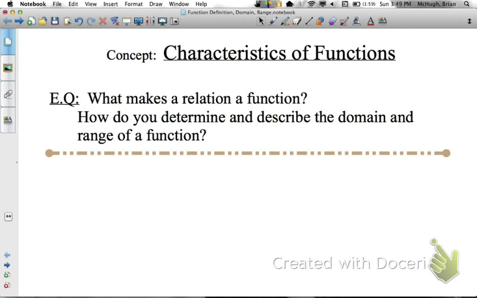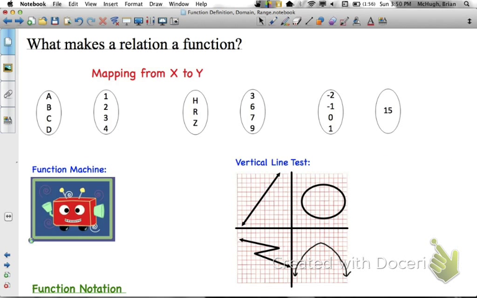We begin looking at the characteristics of functions by trying to answer two essential questions. What makes a relation a function, and how do you determine and describe the domain and the range of a function? You might even be able to answer some of these questions already or identify some of what these words mean, but let's look into it a little bit further.